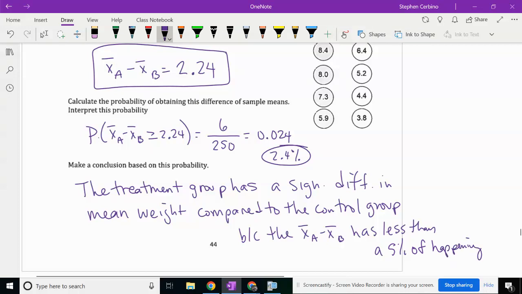If I calculated this difference of sample means and it gave us a different value that gave us a chance of happening that was more than 5%, we say there's no statistical significance here that shows that the treatment group got something that the control group did not. So essentially we're using statistics to prove that the additional nutrients made it so that those tomatoes grew to a larger size.